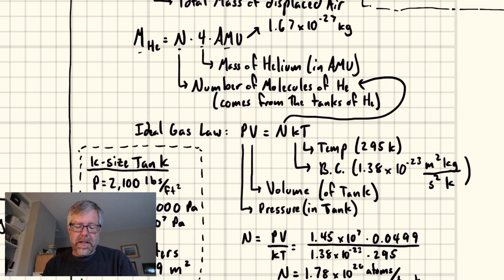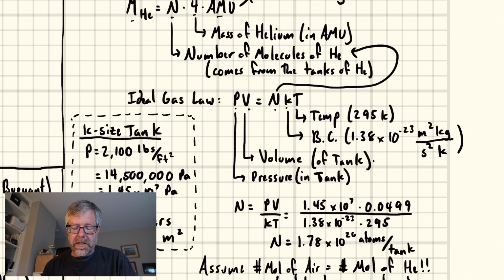The ideal gas law is PV equals NKT. P is the pressure in the tank. V is the volume of the tank. N is the number of molecules of helium, which is the number that we want. K is Boltzmann's constant, which is 1.38 times 10 to the minus 23rd. And then T is the temperature, and it's usually room temperature. It's the temperature at which you are putting the helium in. So you rearrange this equation and you get N is equal to PV over KT.